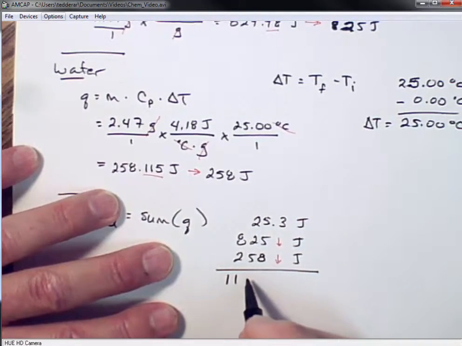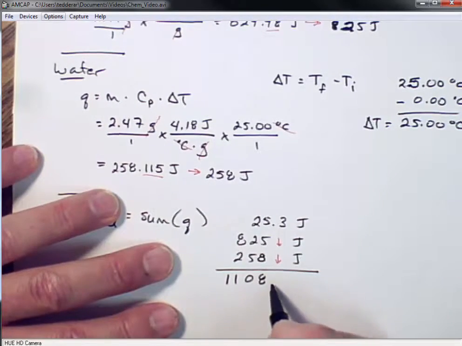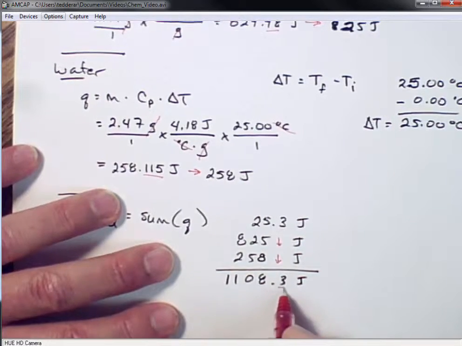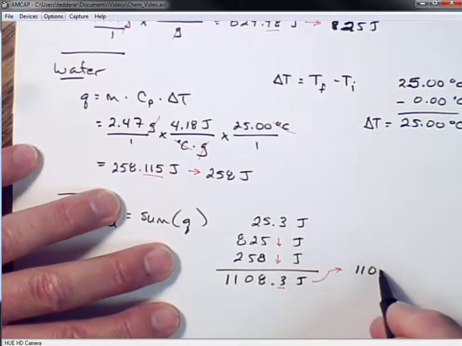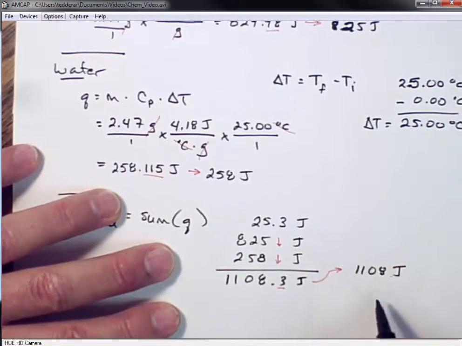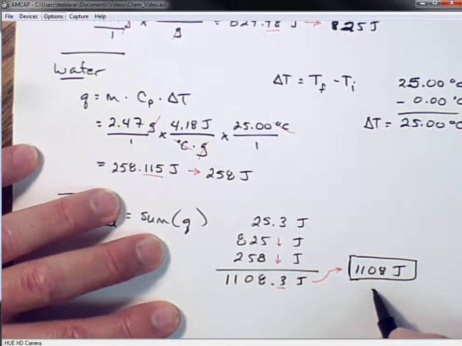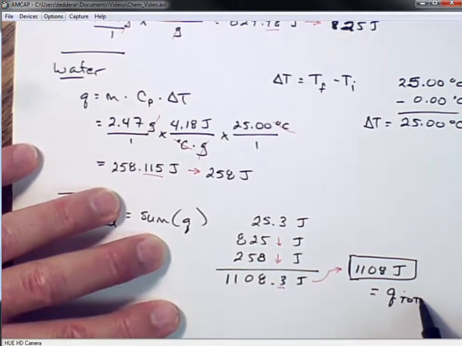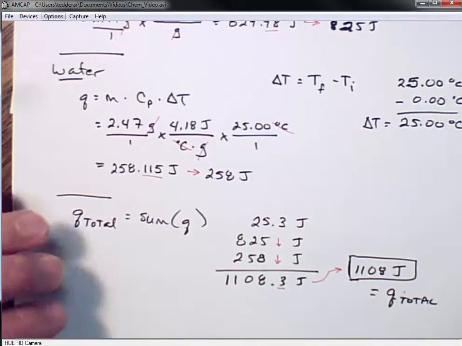So our answer here is 1108.3 joules, but that's an insignificant digit right there. So we underline it, draw an arrow to show we're rounding off. Our final answer then is 1108 joules. And you don't have to write it, but it's always good to write it and say that is our Q total. Okay? And so that's how you solve the homework problem.